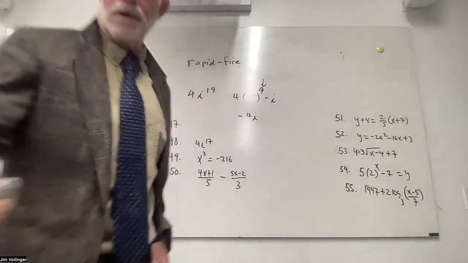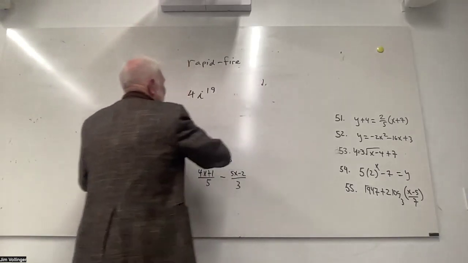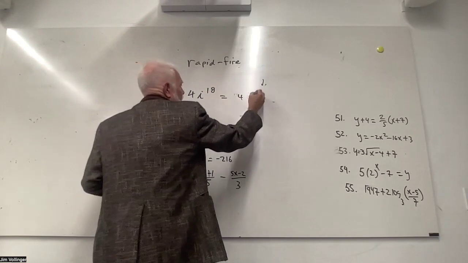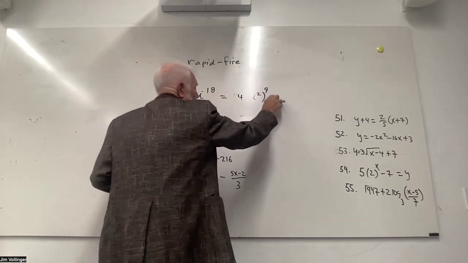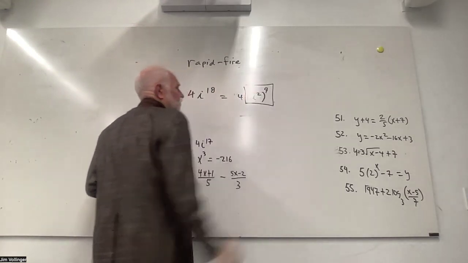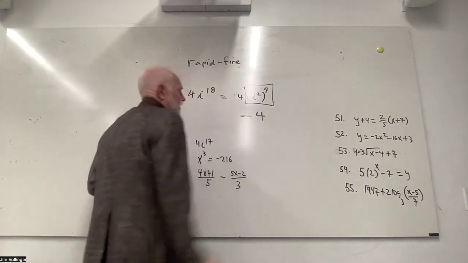And where did I put my eraser? Here it is. And if this had been 18, then that would have been 4i squared 9 times and no extra multiplication of an i. So what does this become? +1 or -1? I hope to God you're saying negative. All right.